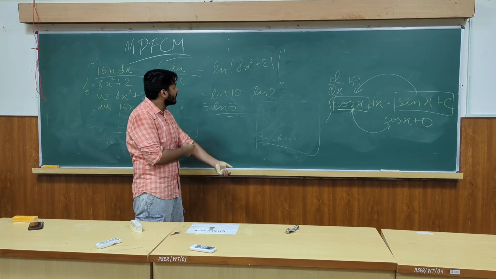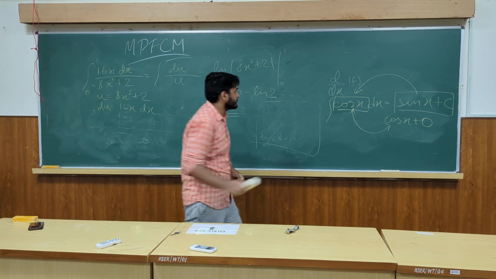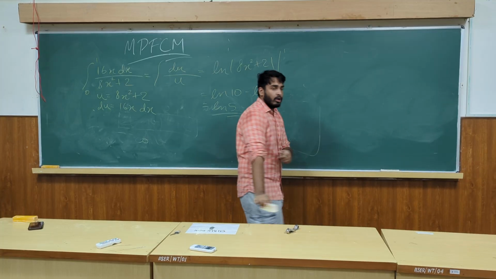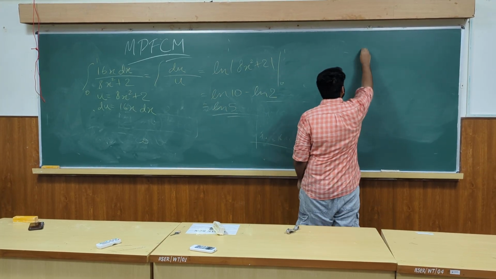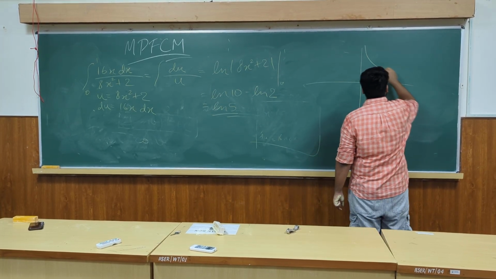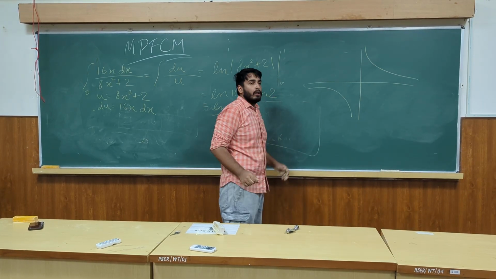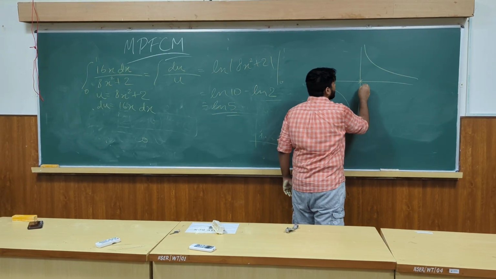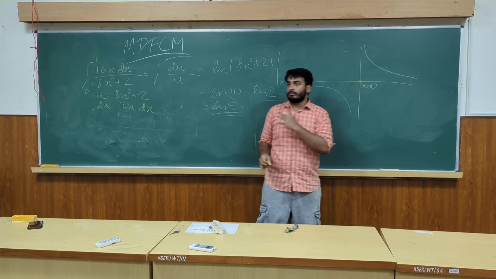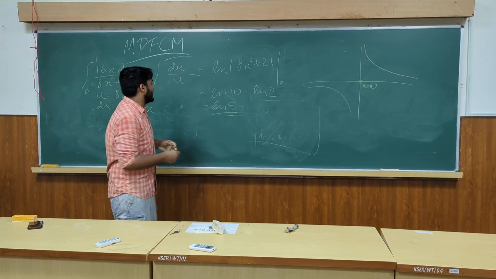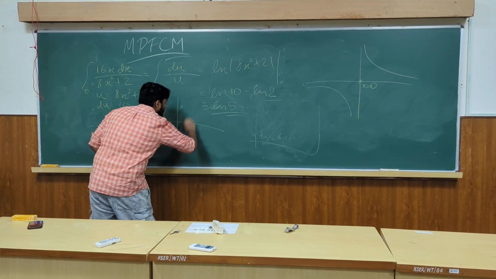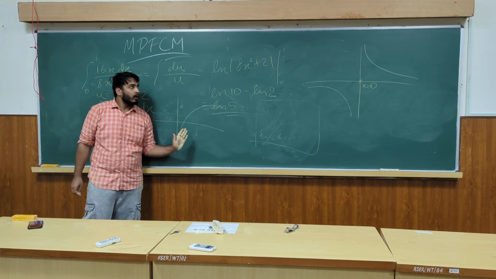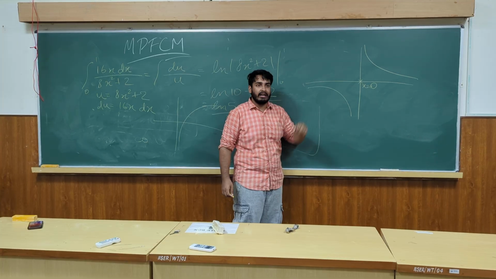Why put a mod here? I'll tell you why we put a mod here. If I draw 1 over x, the point is that 1 over x is defined in its entire domain except at the point x equals 0. But the graph of ln x is only defined in its positive domain. At the same time, in 1 over x, I can even have negative values.